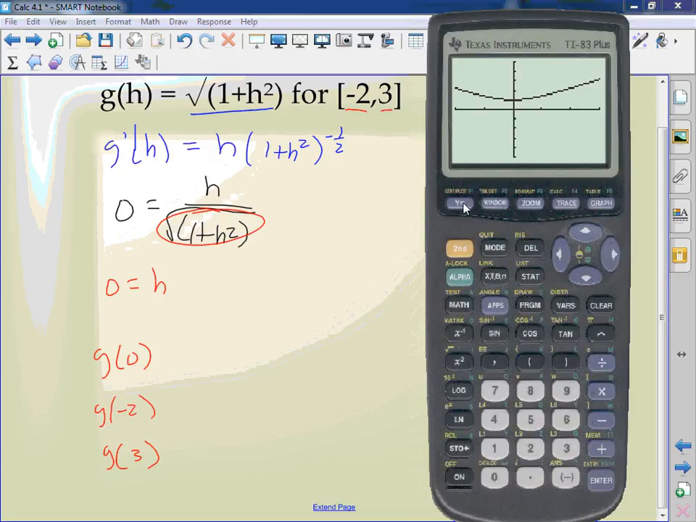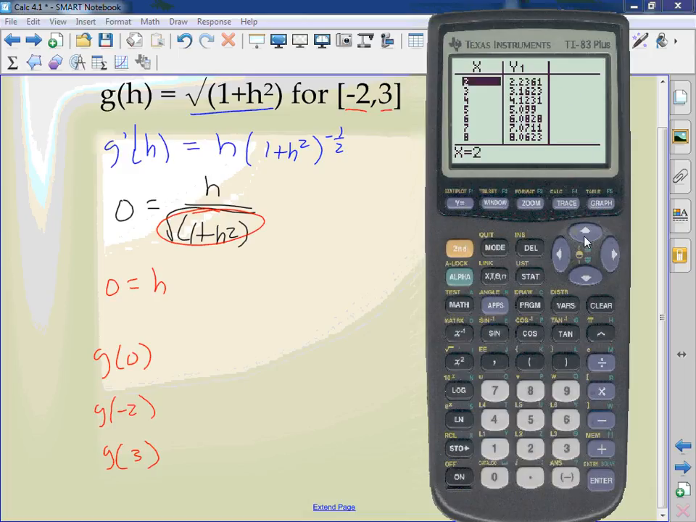And I'm going to use the calculator because we need time. I already have it typed in. Second table. 0 is 1. Negative 2, actually let's do 3 because it's right on the screen. 3.16. Without using the calculator, I would have had a radical. Negative 2 is 2.24.